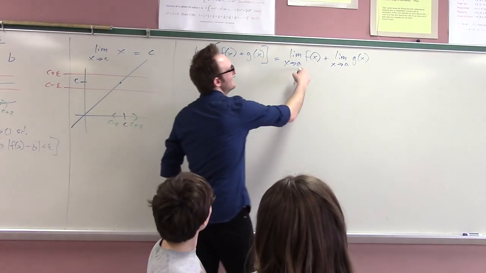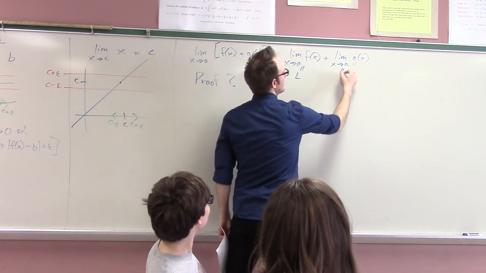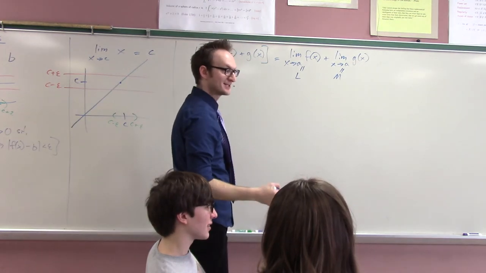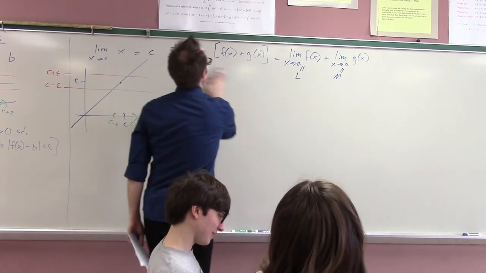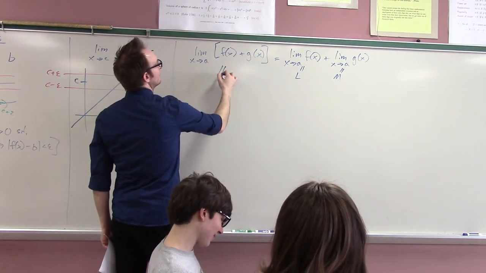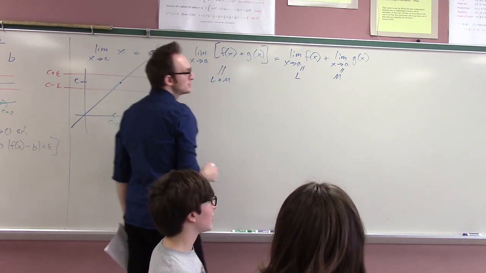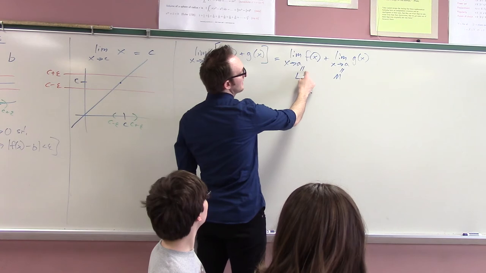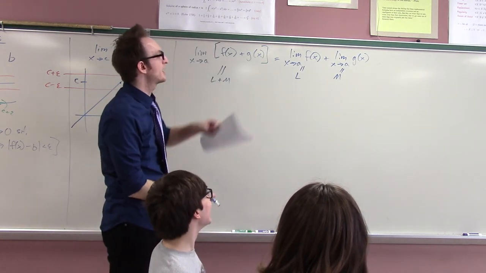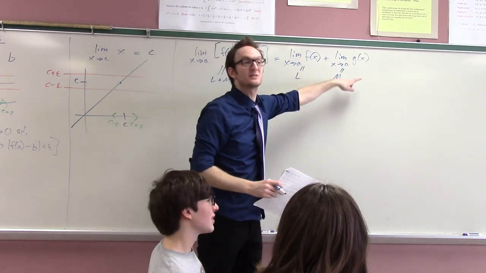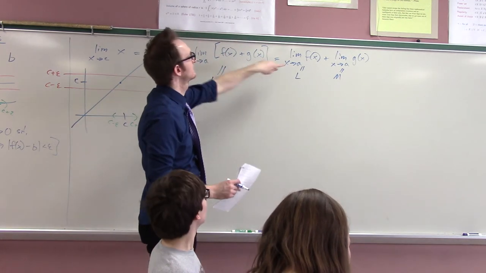So here's what we do. We suppose that this limit is L, and we suppose that this limit is M, right? This is L, this is M. So what I really need to prove is that this equals L plus M. This brings up an important point: this limit rule works provided that these two limits exist. So assuming that this limit exists and this limit exists, then this limit is the sum of those two limits.